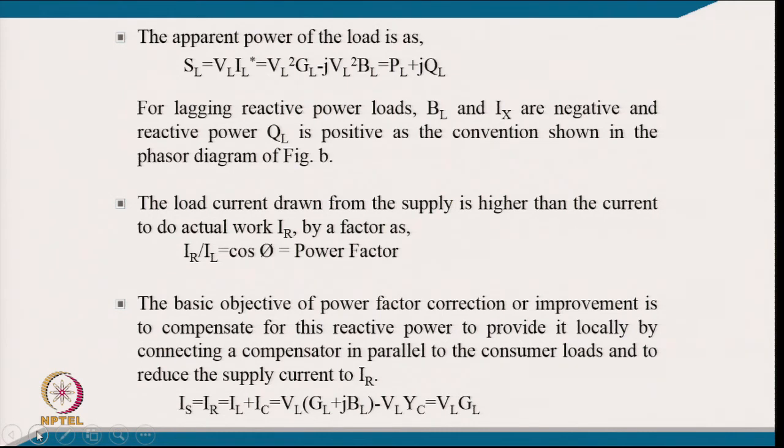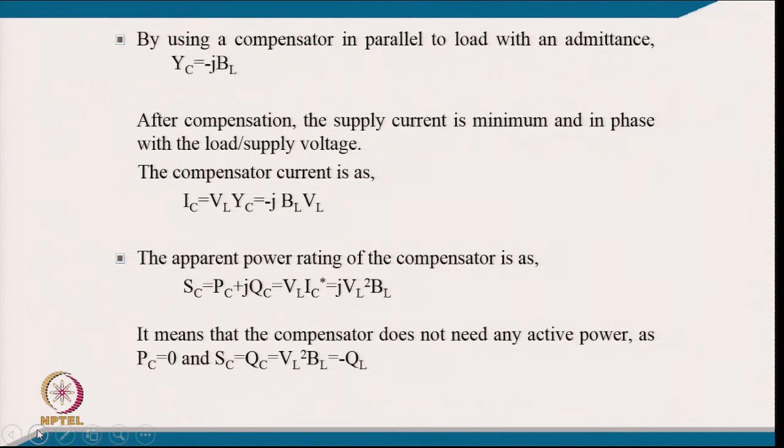and to reduce the supply current to IR. Virtually you can call it IS. If the power factor is maintained at unity, IS will be equal to IR, or you can call it IS plus IC, and from this you can find the typical value of IC. So the net result is only VL GL, as the two reactive components are equal and cancel each other out. Finally your current will be VL GL, also only a resistive current.